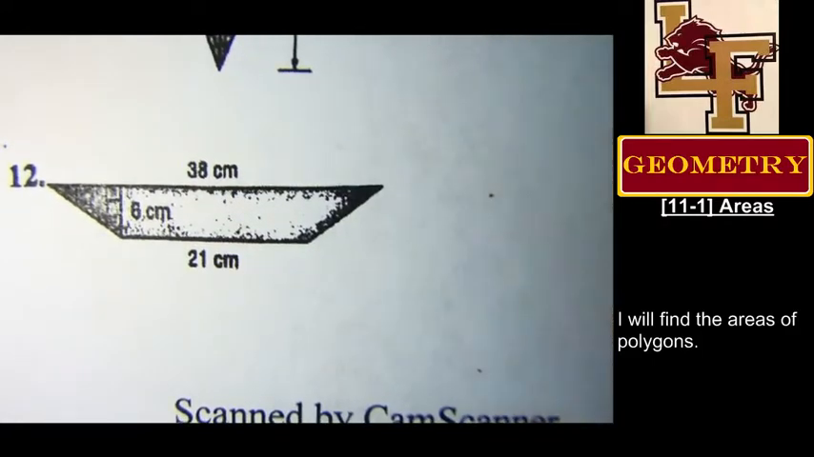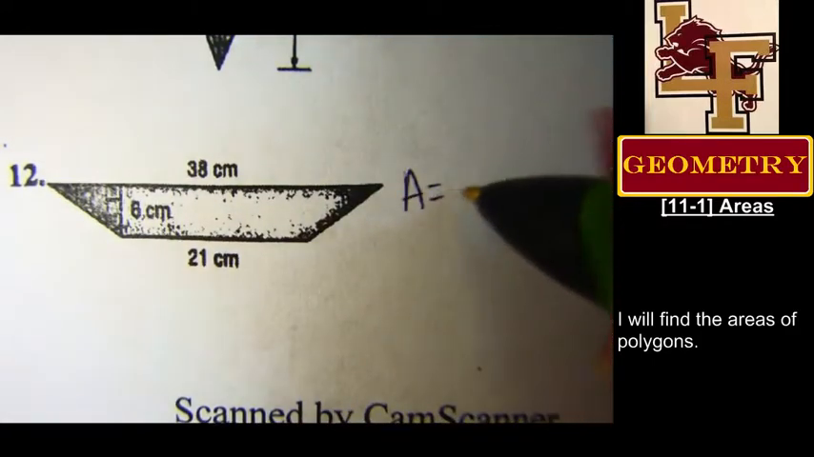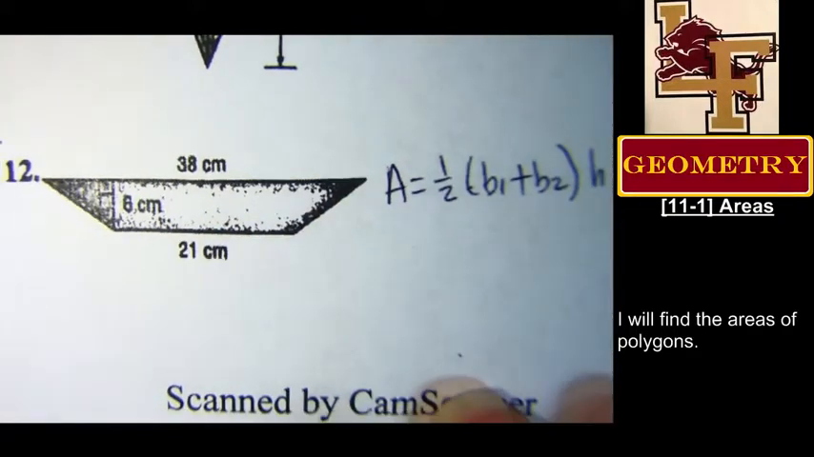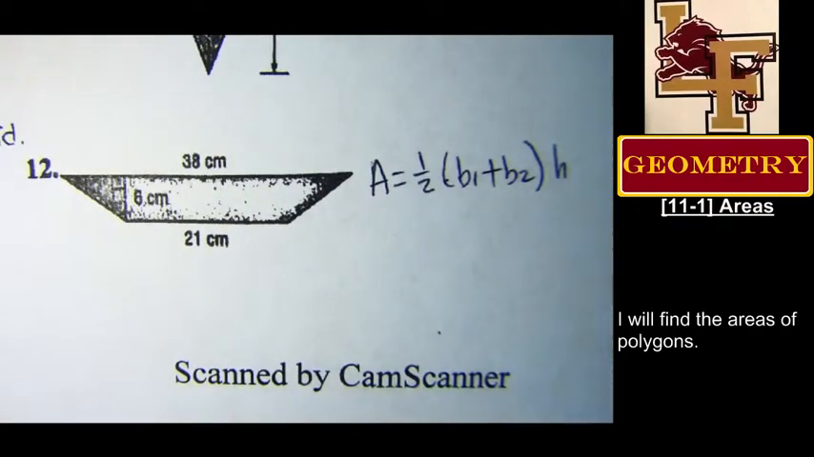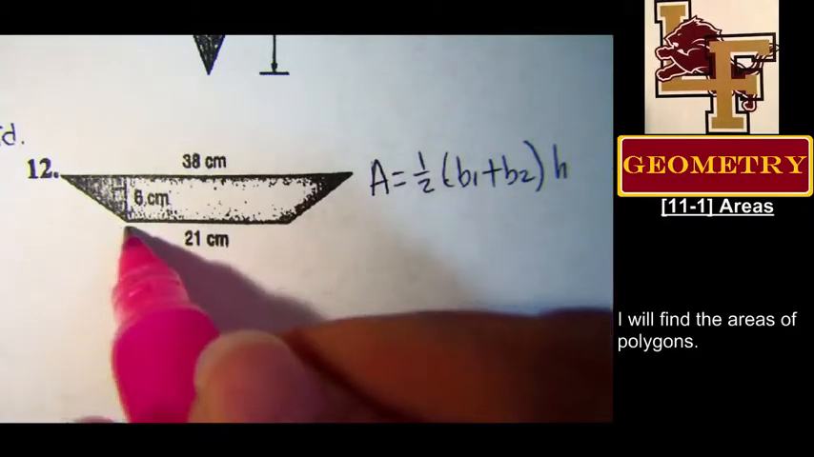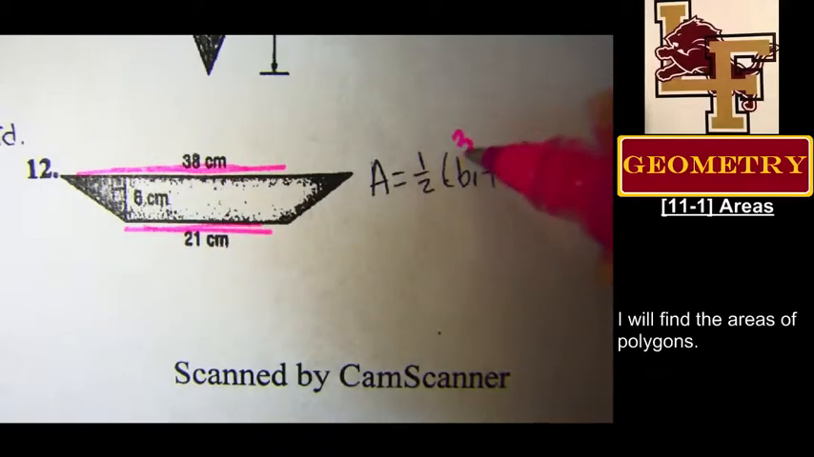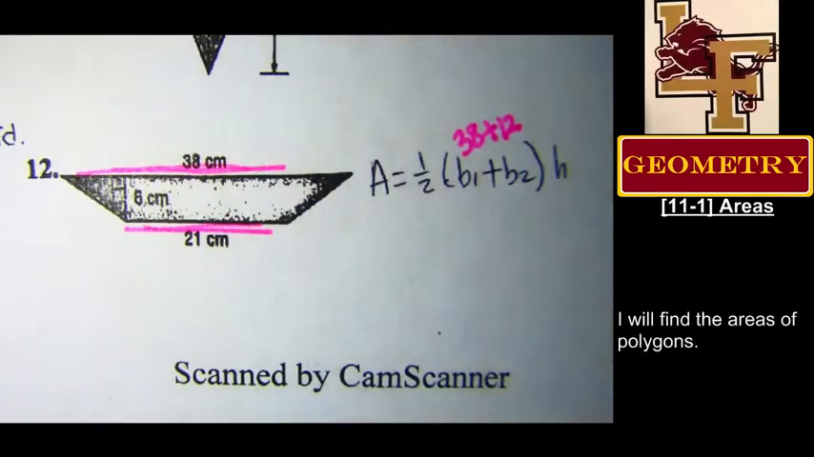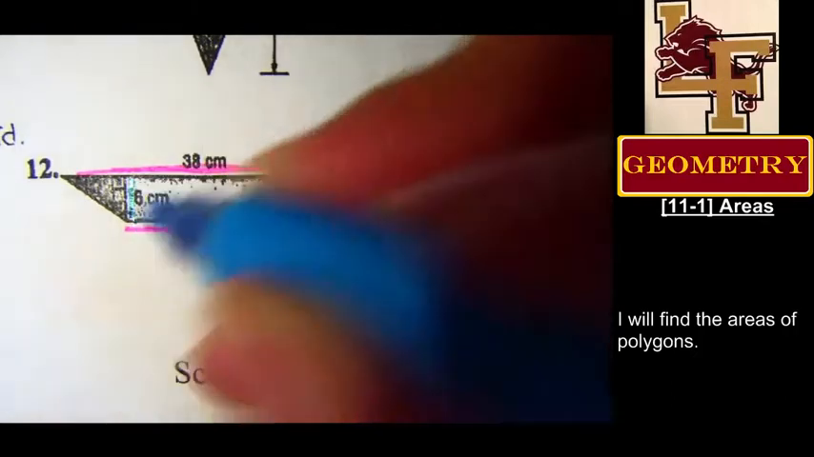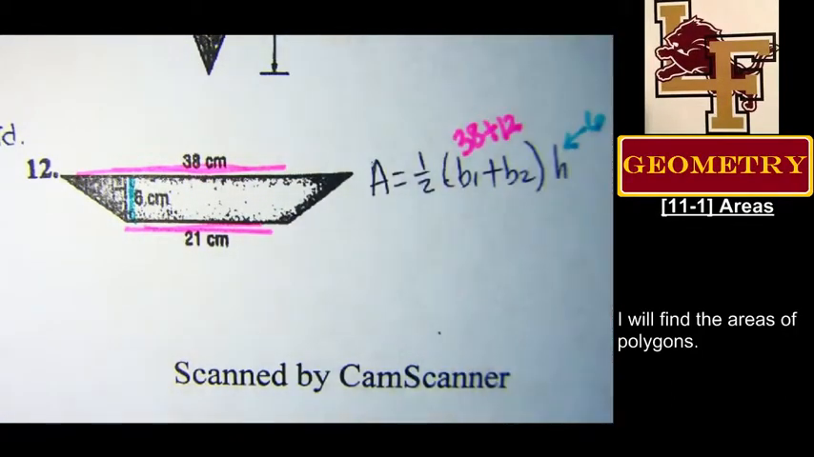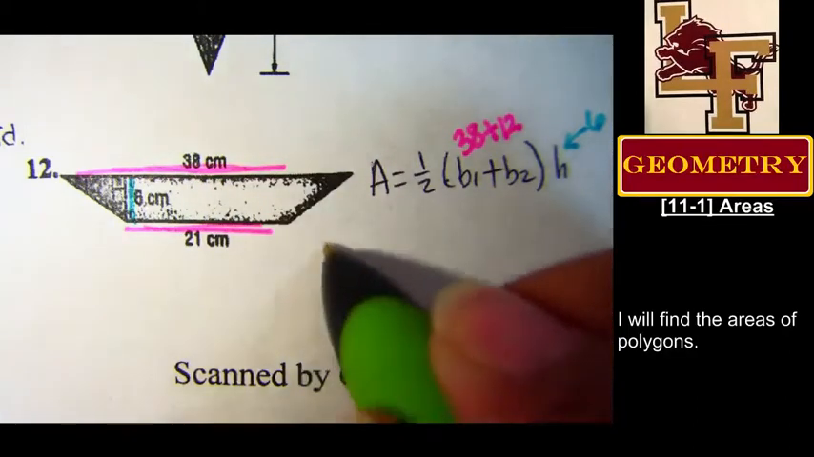What kind of shape? Trapezoid. Formula for area of a trapezoid. Half times base 1 plus base 2 times height. 1/2 times the bases added together times the height of the trapezoid. Remember that the bases are the two sides parallel to each other. So I'm going to add the two bases together, and then I'm going to get the height, which is perpendicular to the bases, and multiply that.